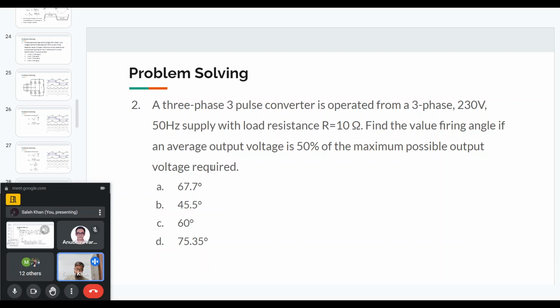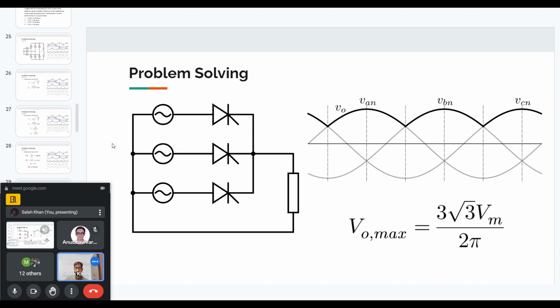Because the question is asking about firing angle, it has to be a controlled rectifier. And since it is only talking about a load resistance, it is a purely resistive load. That is what the question is asking. So this is how the circuit will look.